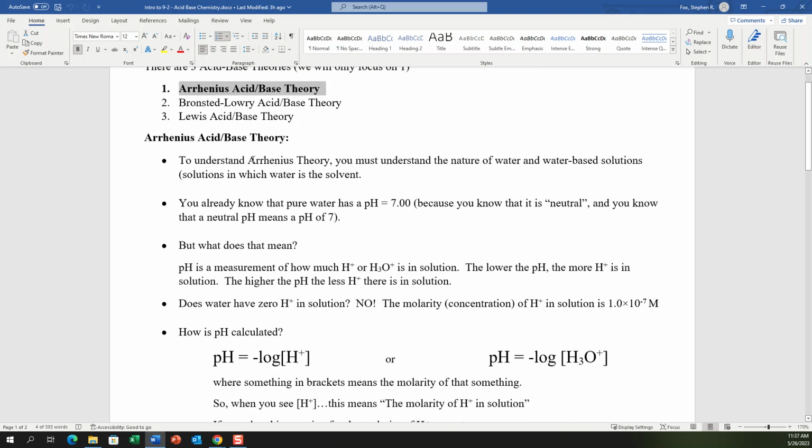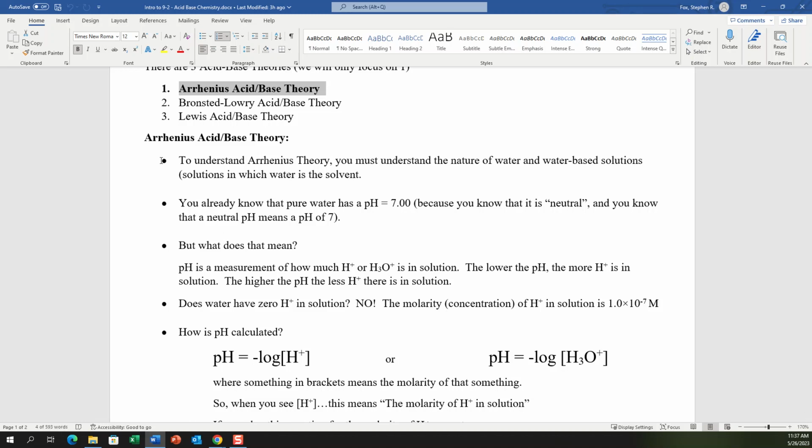To understand Arrhenius theory, you must understand the nature of water. Coming into chemistry, if I asked what the pH of water is, everyone knows to say 7, and they know that 7 means neutral. But a lot of people don't really understand what pH is actually a measurement of. We know that less than 7 is acidic, greater than 7 is basic, and 7 is neutral.